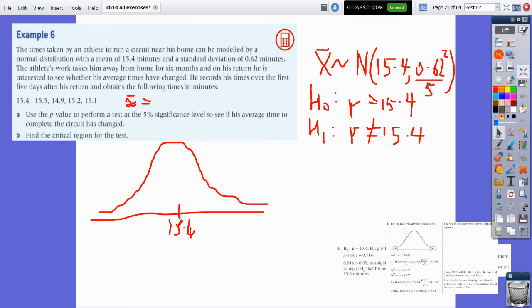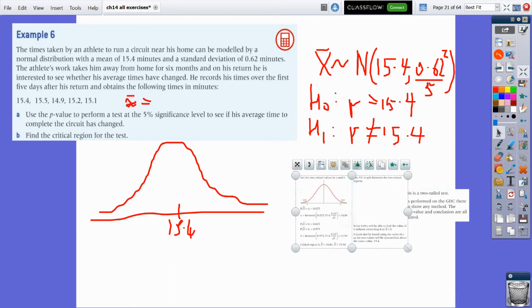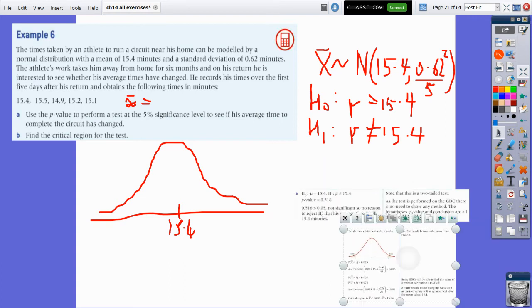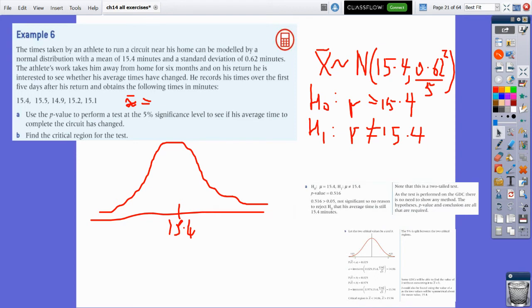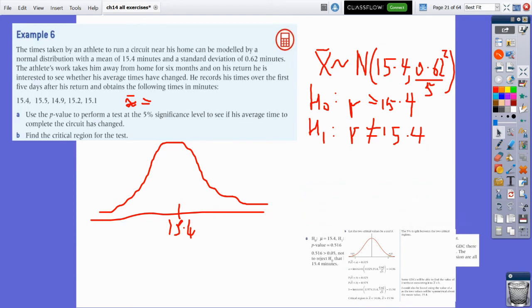I think we're going to actually have to work that one out. So we've got 15.4 plus 15.5 plus 14.9 plus 15.2 plus 15.1. So it's 76.1, and I'm going to divide that by 5. It's giving me 15.22.